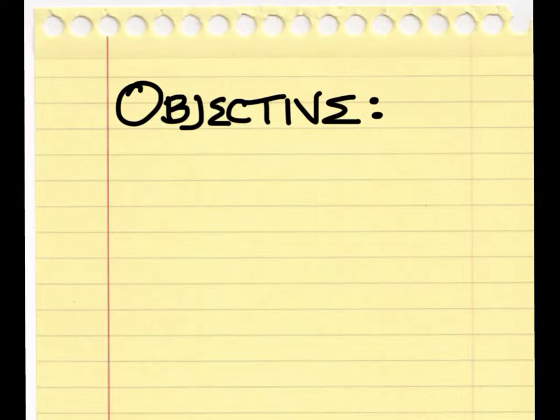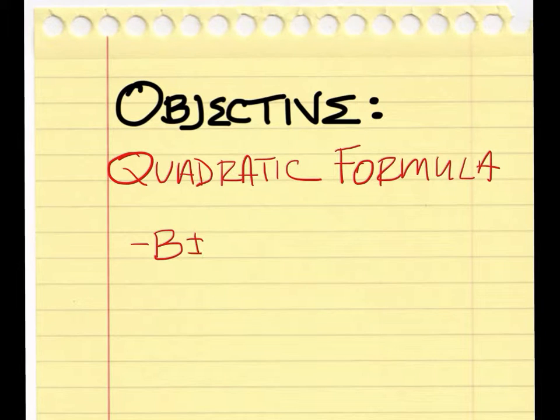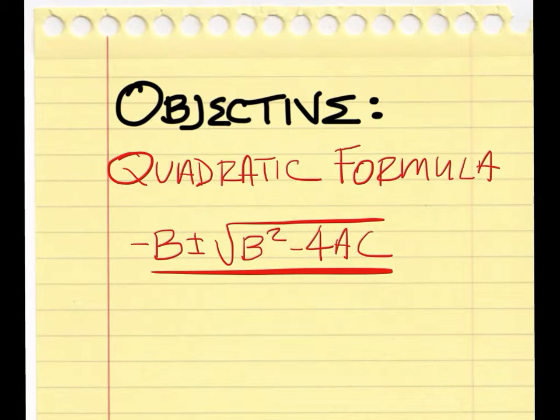Your test tomorrow is over the quadratic formula. You must know how to do the quadratic formula. You must memorize the quadratic formula, which is negative b plus or minus the square root of b squared minus 4ac over 2a. You will have one problem in which you have to figure out the missing parts of the problem using the quadratic formula, and then you'll have problems where you have to start from scratch and use the whole formula.